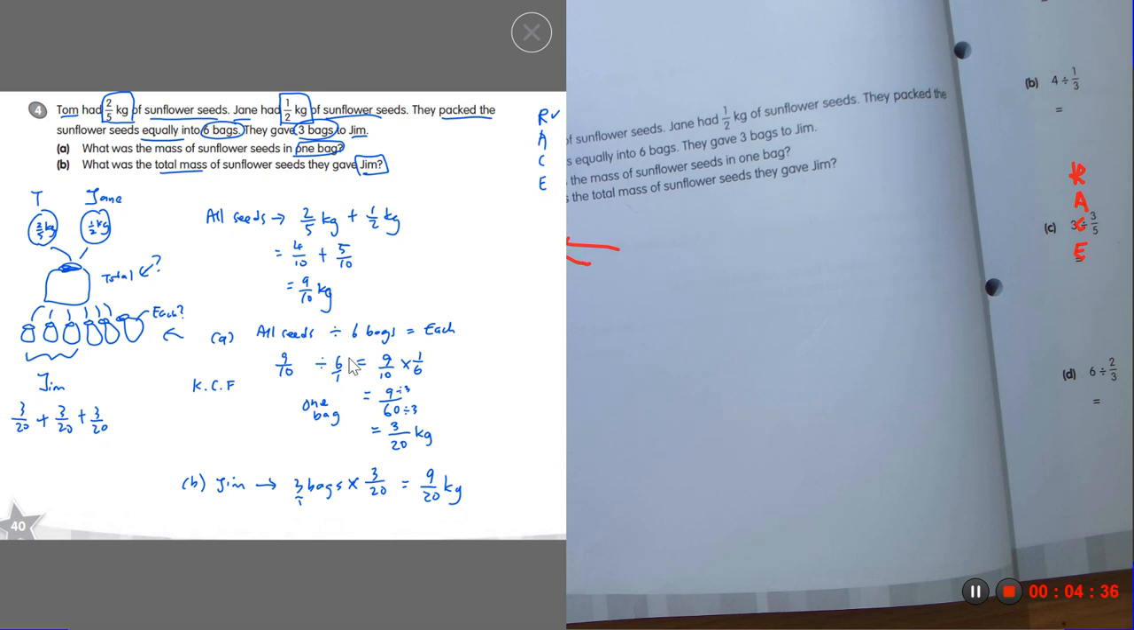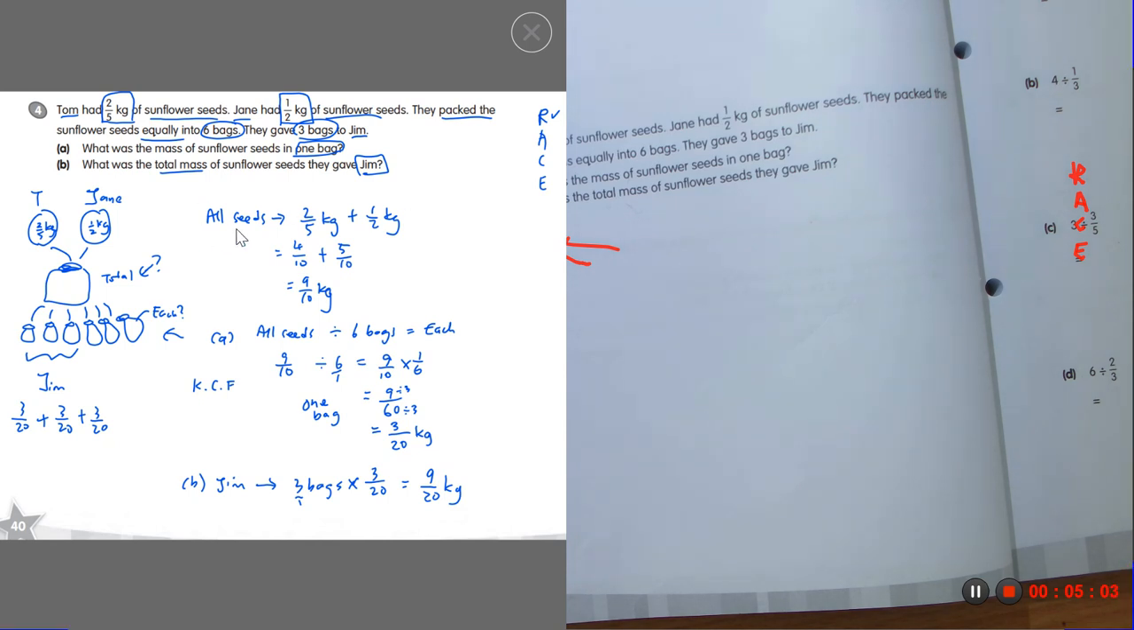Everybody, let's pass on to Skylar. Okay, that's not the correct answer. Not finding. Yes, it's a step towards finding A. But A asks for what was the mass of sunflower seeds in one bag. Is the first step that I wrote already one bag? It is not. So what's the purpose of me doing this first step?